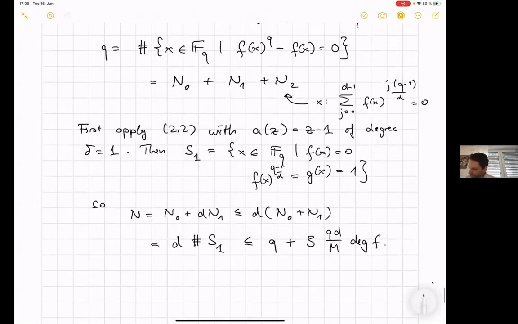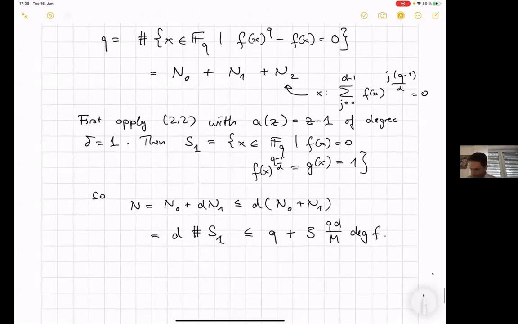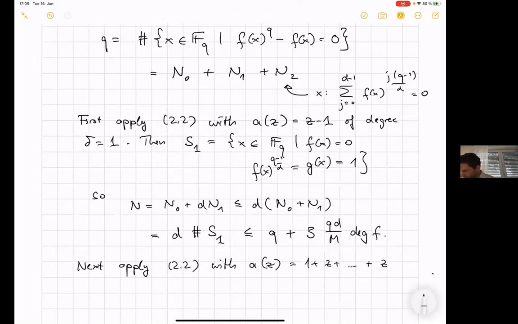So the trick is again that for n2, we can run the same argument with a different polynomial a. So next, apply 2.2 with a of z equals 1 plus z plus and so on, plus z to the power d minus 1 times (q minus 1) over d.